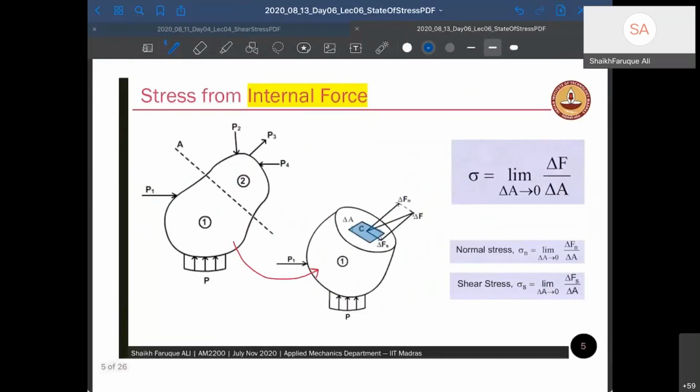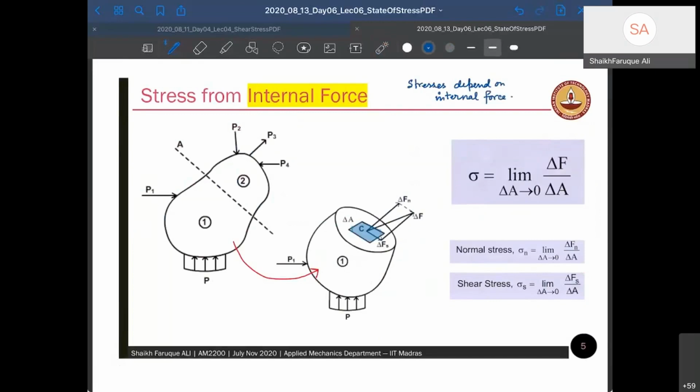We discussed how to get stresses. We said that stresses depend on internal force. They don't depend on external force. Stresses depend on internal force. Never forget this, internal force.